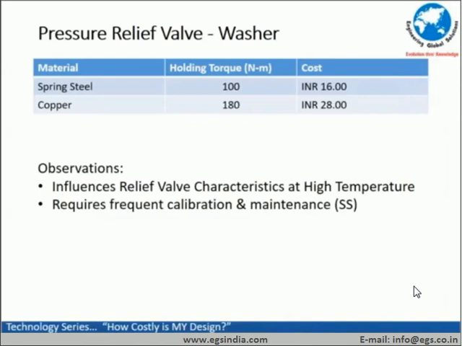However, if you look at the influences on the relief valve characteristics at high temperature, and if you look at the cost of frequent recalibration and maintenance, which is nothing but the service cost, you would see that the 28 rupees is nothing as compared to the 16 rupees. Again, quality and reliability drive down the product overall cost as compared to the tip of the iceberg that we typically see in terms of the payout in the beginning when we purchase these components.